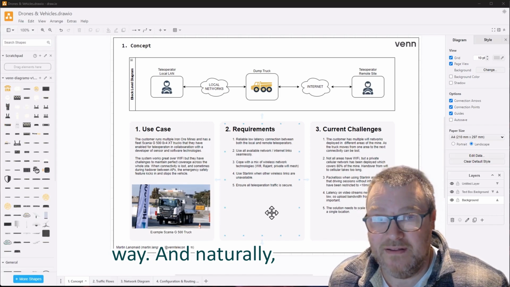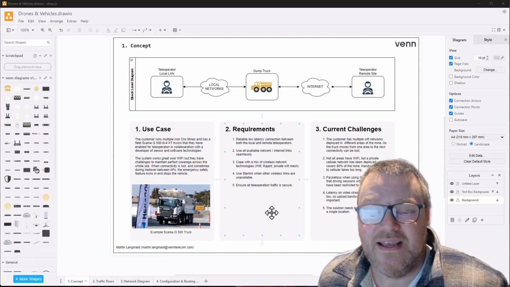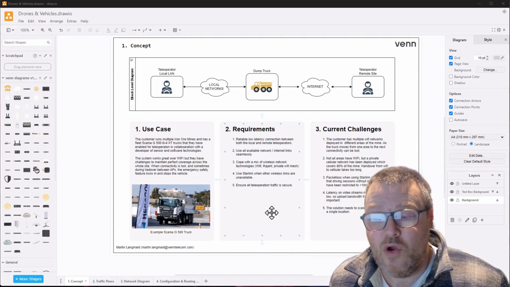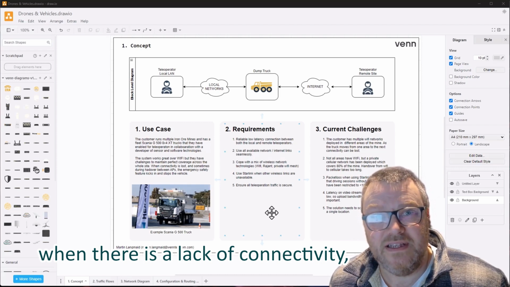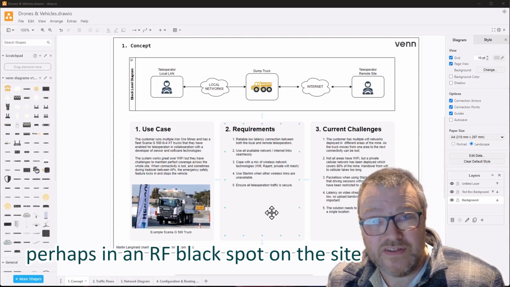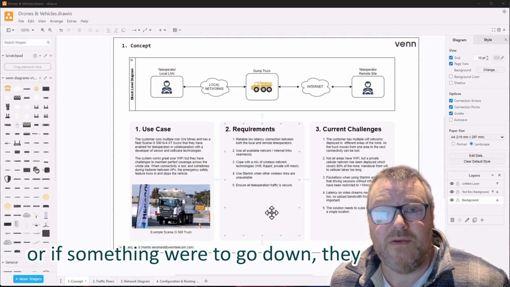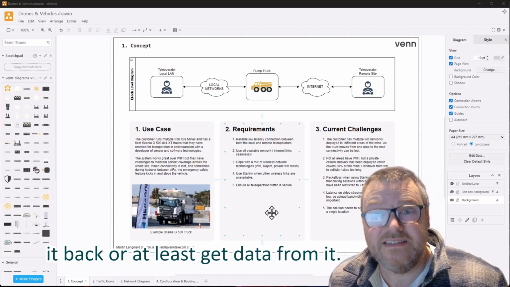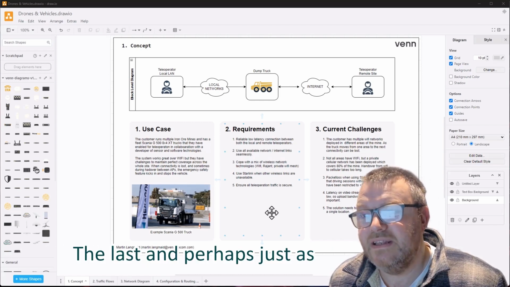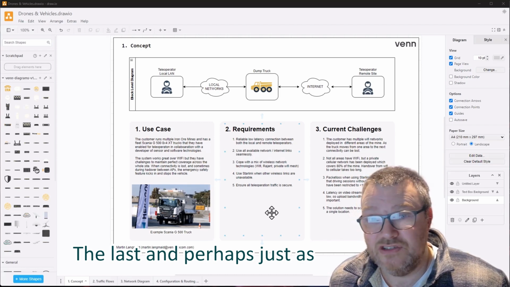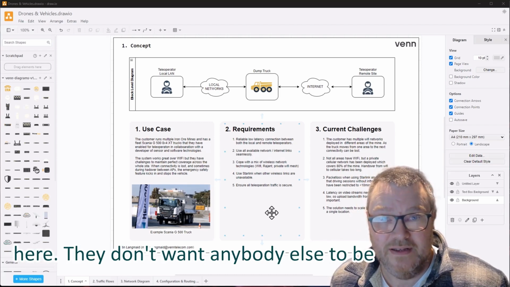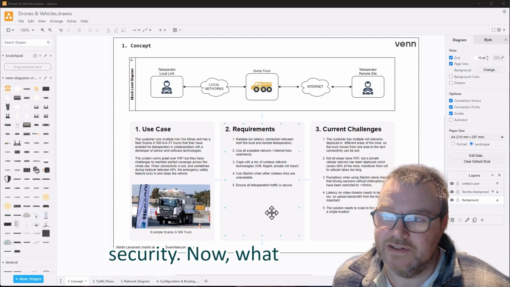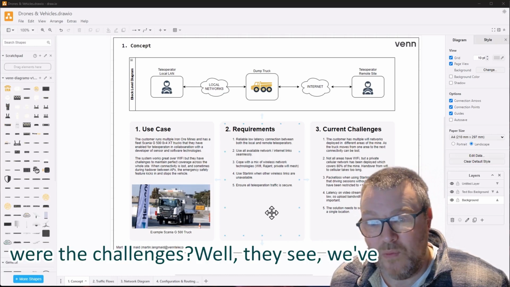And naturally, they're looking at Starlink or LEO satellite. What they want there is the ability to fail back or over to Starlink when there is a lack of connectivity, perhaps in an RF black spot on the site. Or if something were to go down, they'd want to be able to recover that dump truck and stay connected to it and drive it back, or at least get data from it. The last, and perhaps just as important as anything else, is security. They don't want anybody else to be able to take control of their dump truck, of course, so they want end-to-end security.